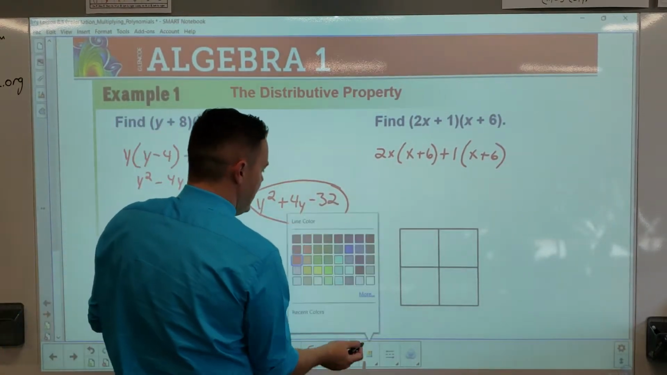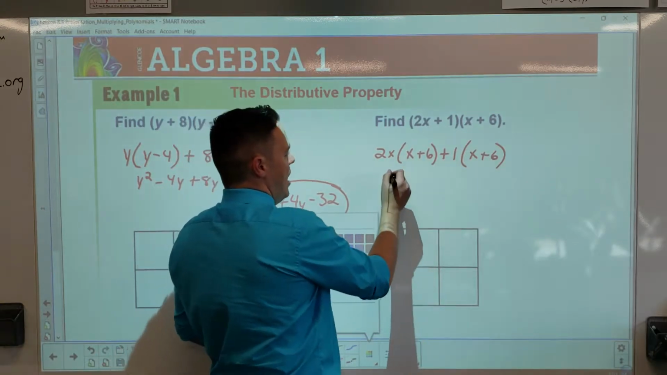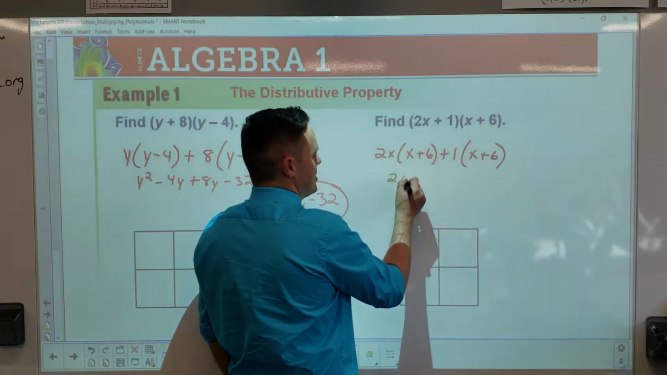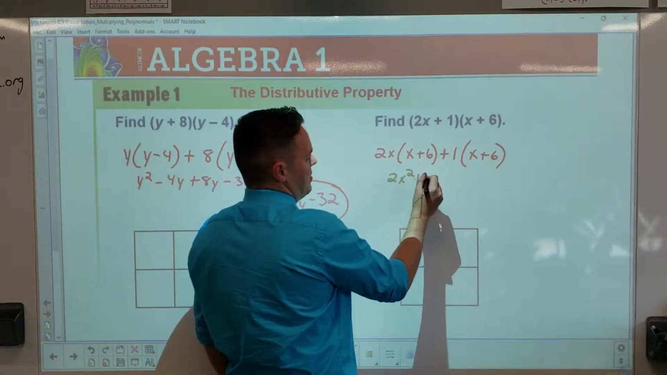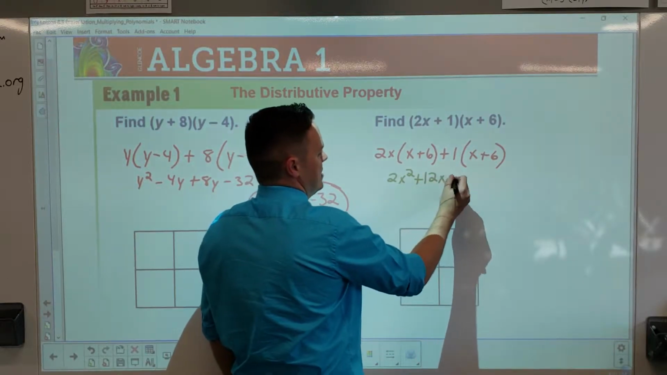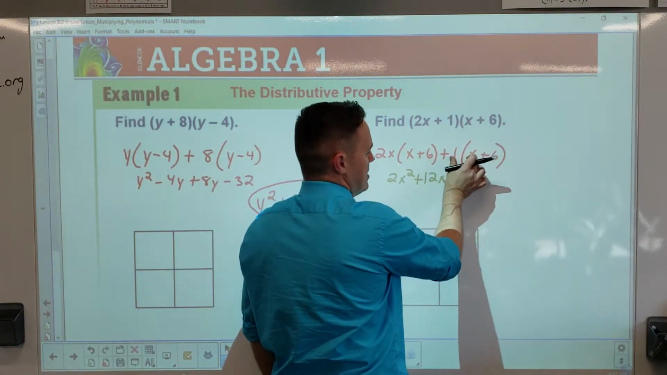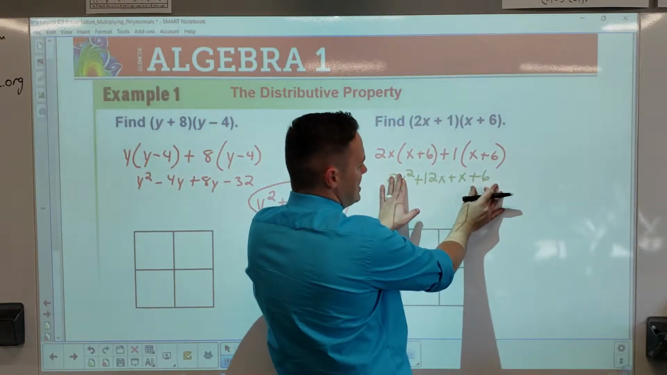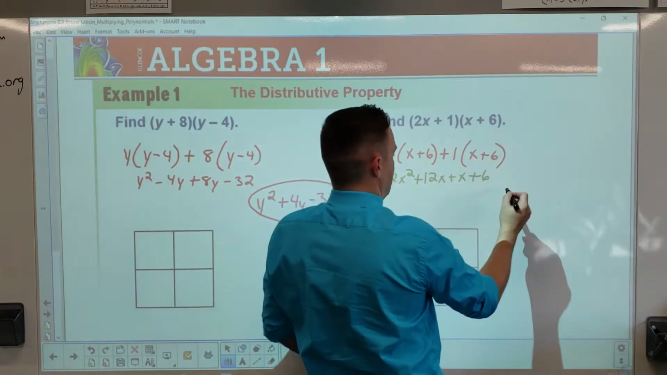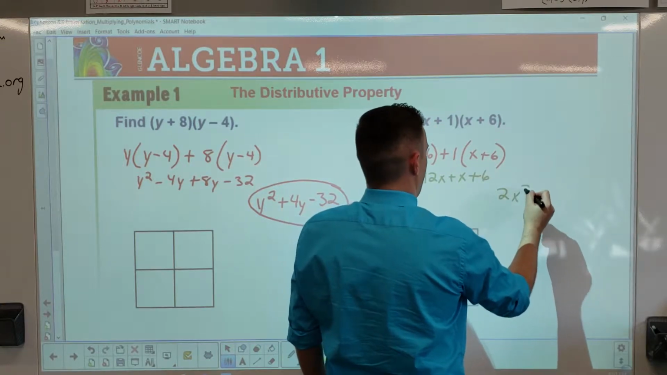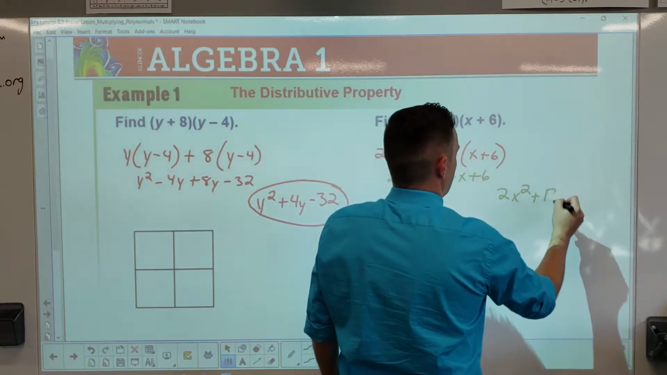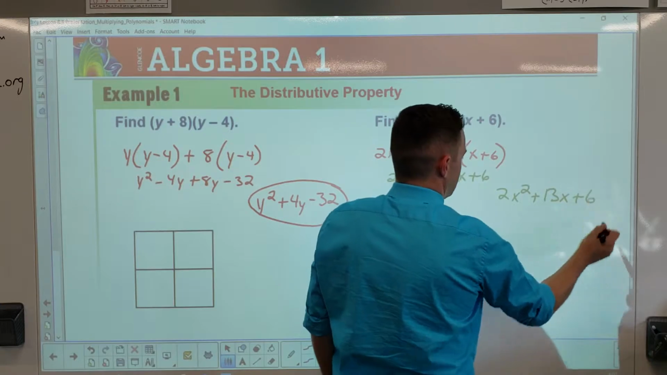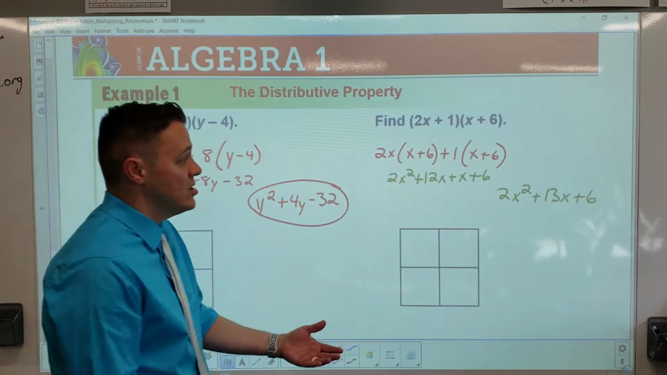And then on the one over here, do the same distribution. It'd be 2x squared, plus 12x plus x, because 1 times x is just x, plus 6. Outsides usually stay the similar. Insides usually are added together. So you'd end up with 2x squared plus 13x plus 6. So that's our stopping point.